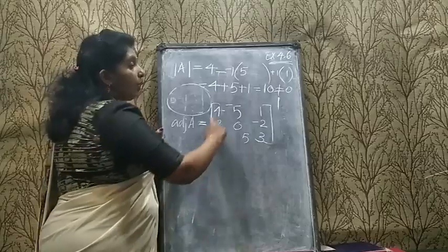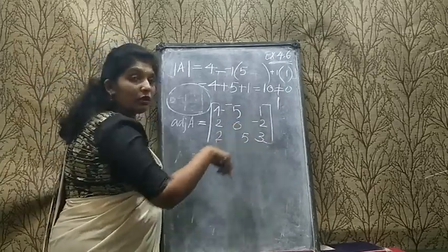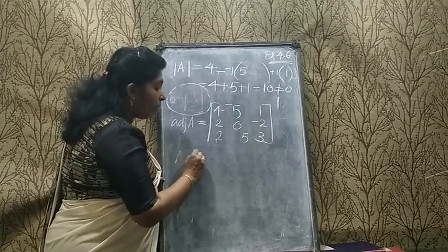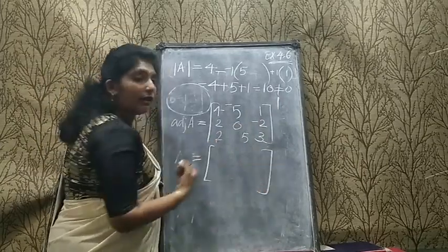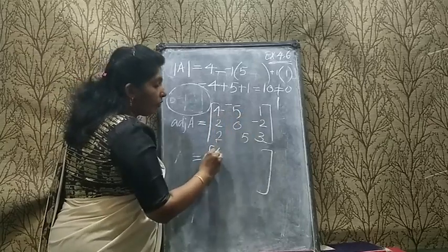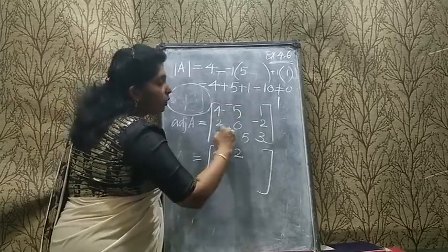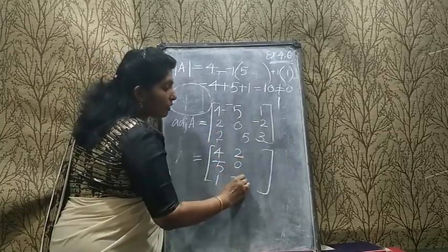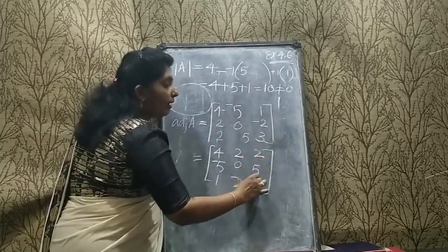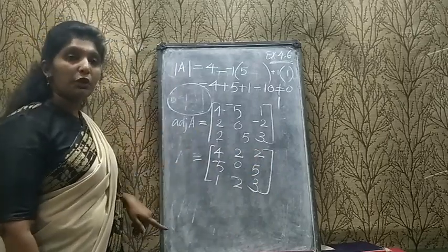Next one, you have to find, after writing all these cofactors. Here I have written these cofactors also, okay. Now I will be writing the transpose of the matrix. 4 minus 5, 1. 2, 0 minus 2. 2, 5, 3. So this is the adjoint of A. Now we got the adjoint of A.